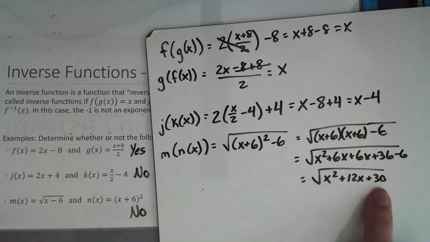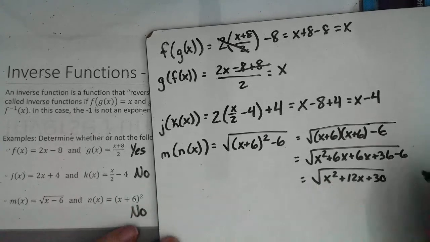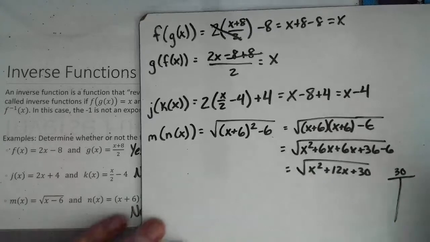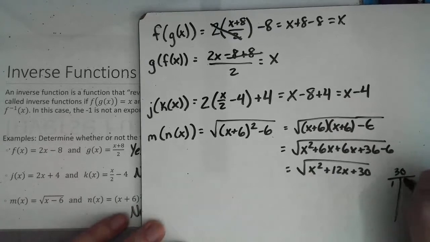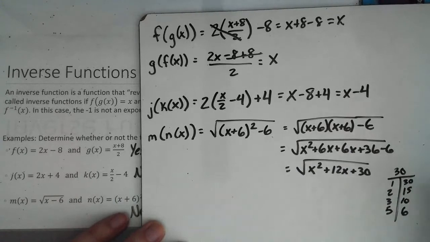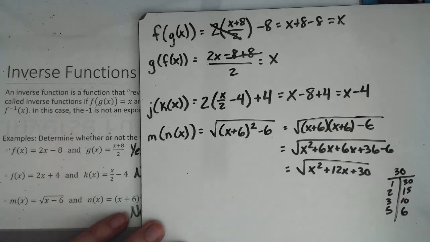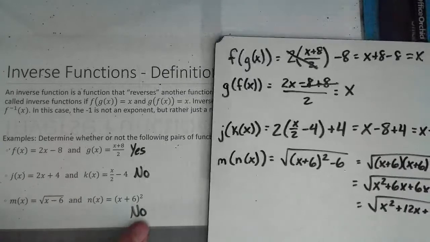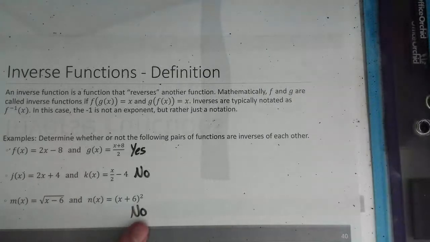We could try to factor this. If I take my a times my c, 1 times 30, that gives me 30. The different ways to multiply and get 30 would be 1 and 30, 2 and 15, 3 and 10, 5 and 6, and then all the negatives of those. And none of them add up to 12. So this doesn't even factor. So I can't simplify that at all. That is definitely not equal to x. Therefore, that bottom set are not inverses.